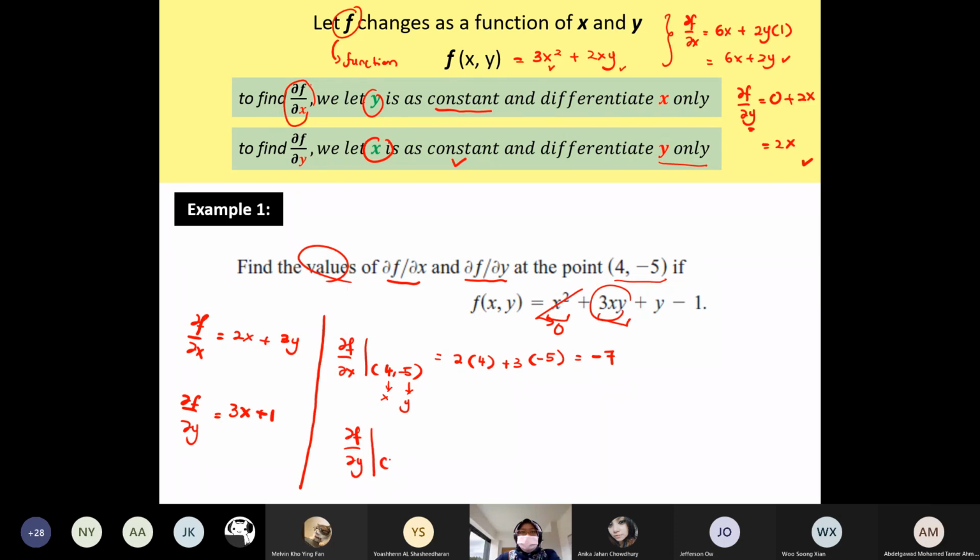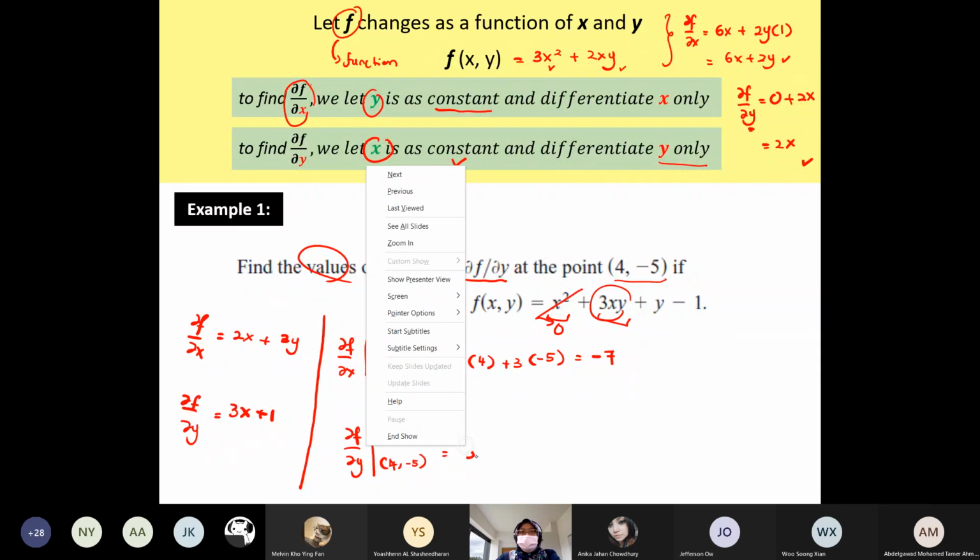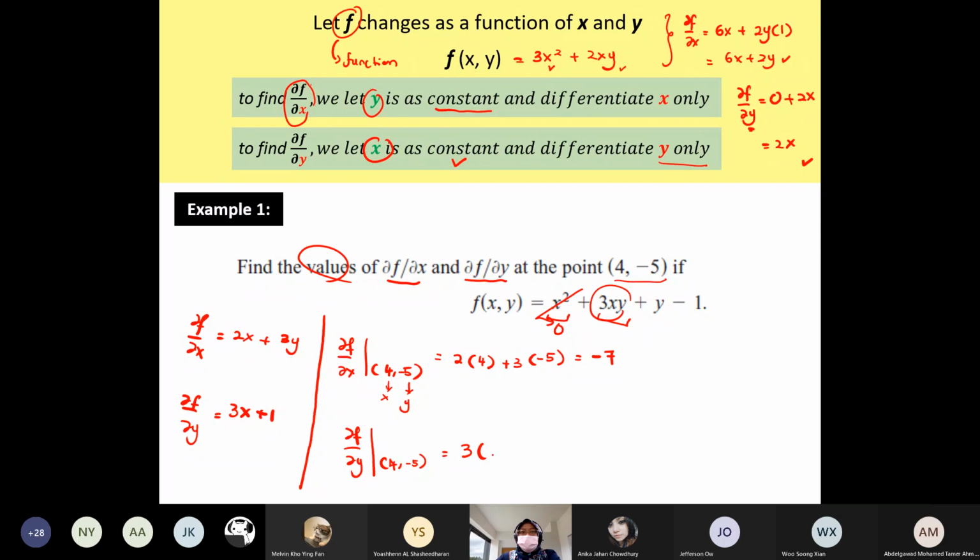Okay, so now find the value of df over dy at point (4, -5). So 3 times 4 plus 1. Because there is no function y here, you just ignore the y value. Just substitute for x. So 4 times 3 is 12 plus 1 is 13. So these are the values when you substitute the partial differentiation at point (4, -5).